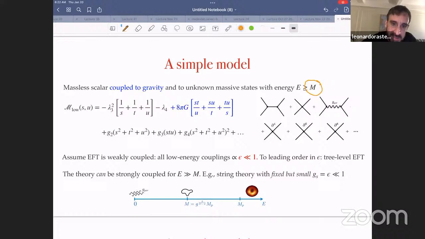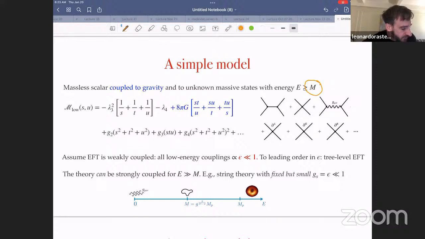Of course, the UV cutoff is a sliding cutoff, as always in the framework of quantum field theory and effective field theory. But once we fix the cutoff, we have this effective field theory description. We're assuming that the effective field theory description is valid up to the cutoff and is weakly coupled. So, to give a famous example of such a situation is string theory.